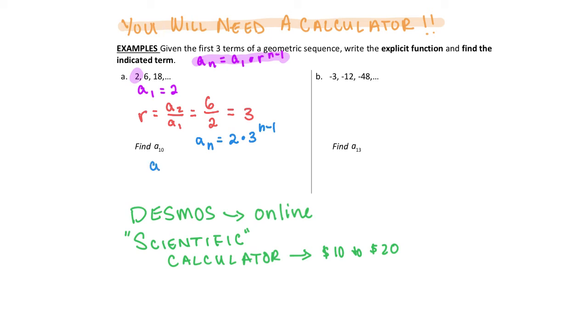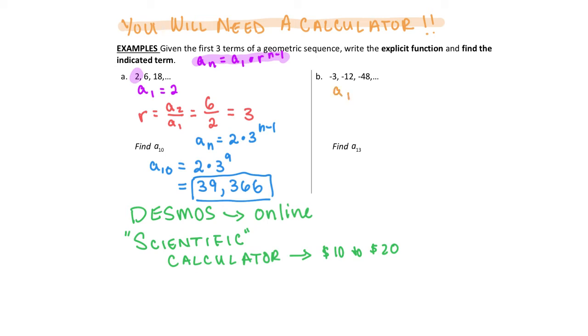And to find a sub 10, this would be 2 times 3 to the 10 minus 1, which is 9. And then I grab that really good calculator and I get 39,366 will be the 10th term in this sequence. Let's do that one more time for example B.